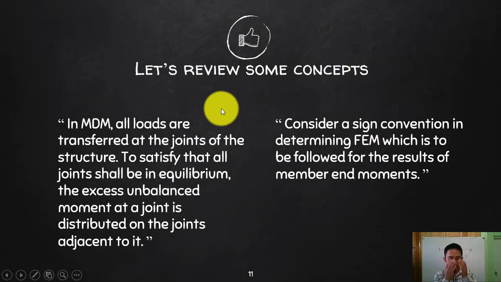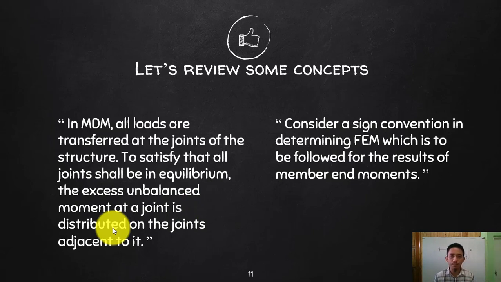These are the important concepts. So in MDM, all loads are transferred at the joints of the structure. So that is what I'm saying. If there's a load on the member, convert that one as a fixed end moment. And then to satisfy that all joints shall be in equilibrium, the excess and balance moment at a joint is distributed on the joints adjacent to it.